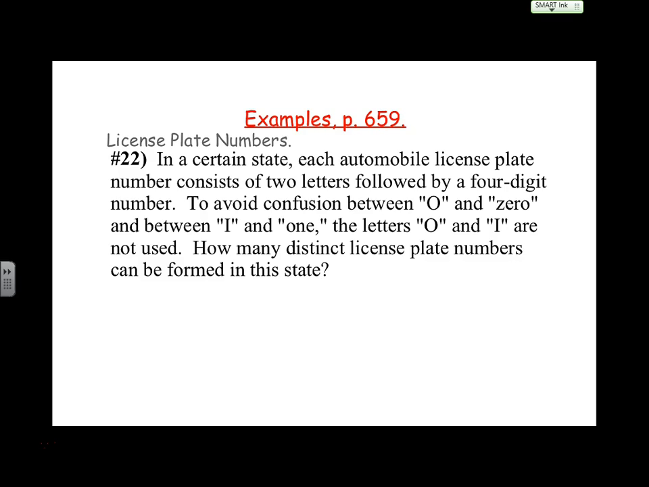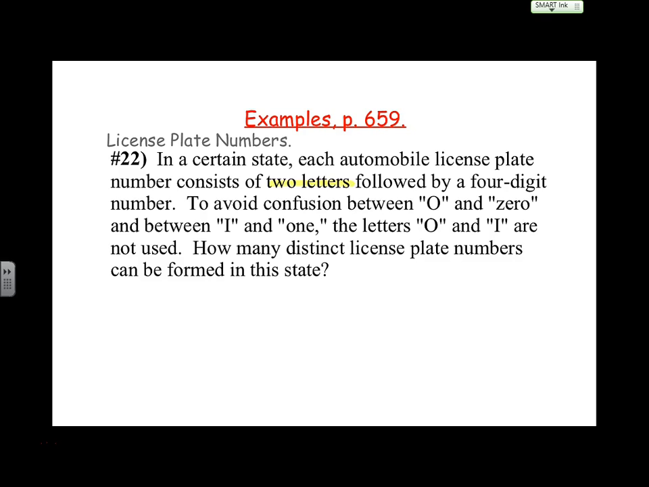All right, what'd you guys come up with? Don't tell me an answer. Tell me the pieces. What pieces did you have to think of? What were the restrictions? What were the parameters? What had to be true?